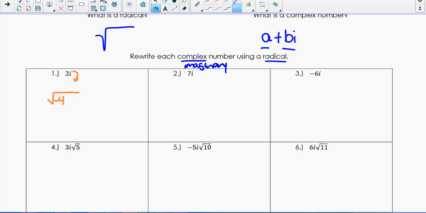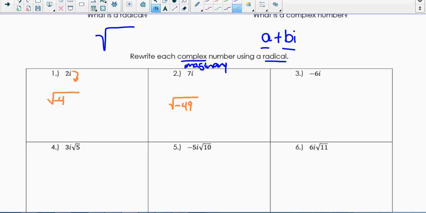Okay, so let's try it again. I have 7i, so I want to put it with a radical. So in order to put 7 back under the radical, I'd have to square it, which gives me 49. But the square root of 49 is 7, so to make it imaginary, I take the square root of a negative 49.